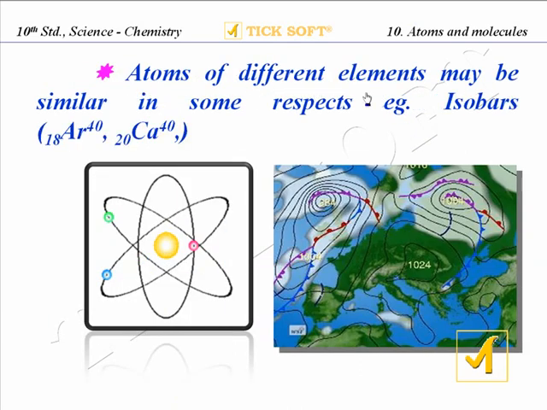Atoms of different elements may be similar in some respects. Example, isobars. If atoms possess the same atomic mass or mass number and a different atomic number, this phenomenon is known as isobars. The example for isobar is argon-18 40 and calcium-20 40. Both of them possess the same mass number, that is 40, but they differ in their atomic numbers, 18 and 20 respectively.